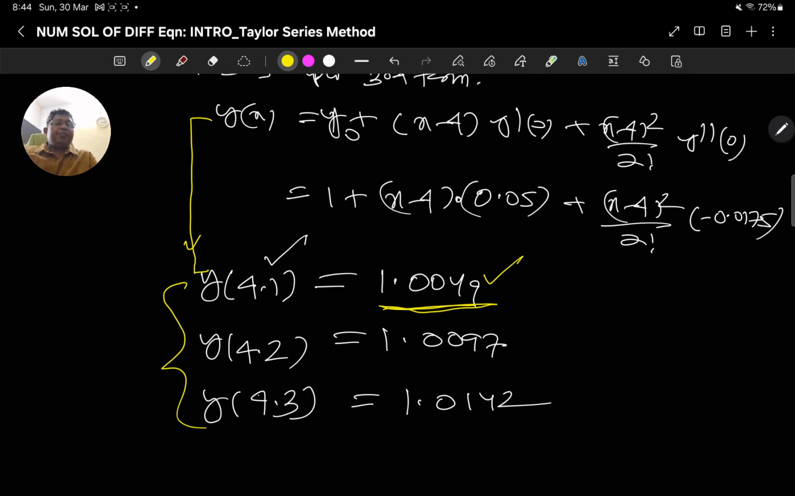So now the thing is that we use the Taylor series method to solve first order as well as second order equations. In the same way it can be applied to a system of simultaneous equations.